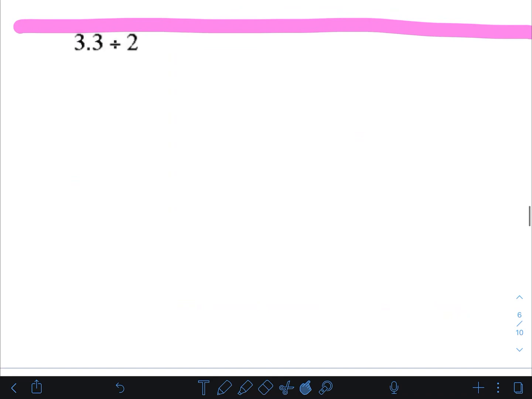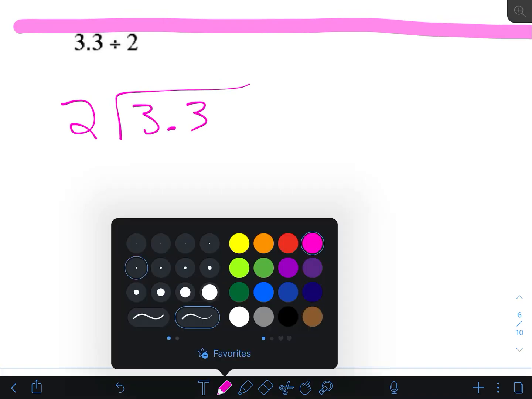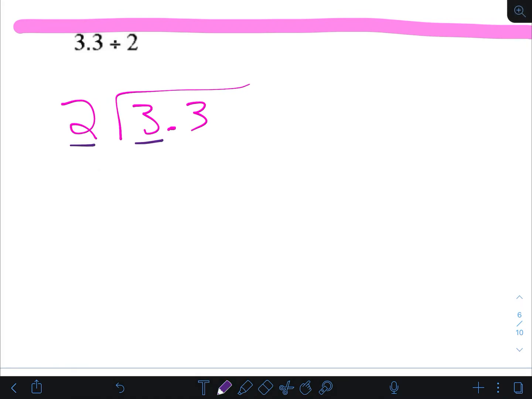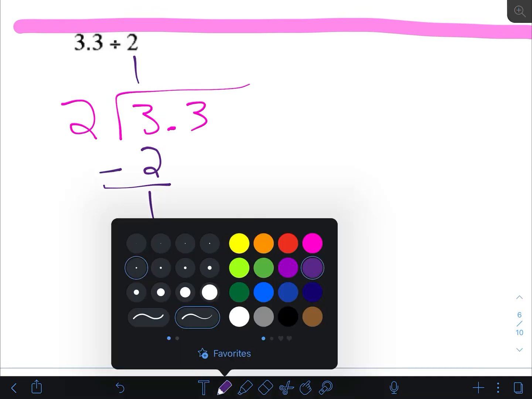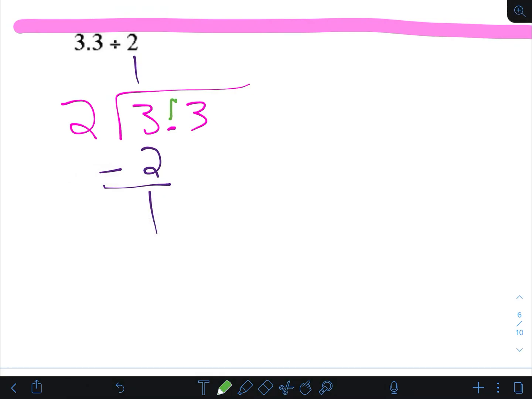Let's look at this one. Let's see, 2 on the outside, 3.3 on the inside. Does 2 go into 3? It does, once. 1 times 2 is 2. You subtract it, you get 1. Now we're crossing over to that decimal point, and we're making sure to line everything up. So I put that up here.